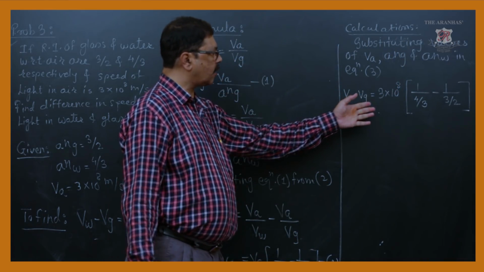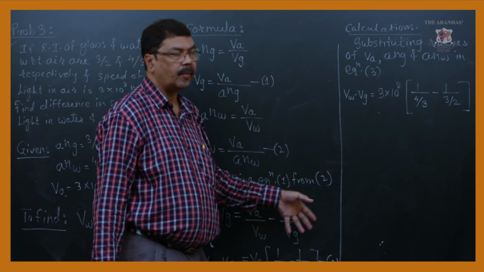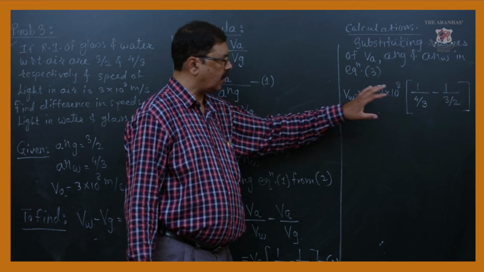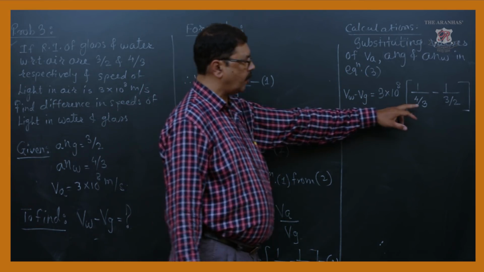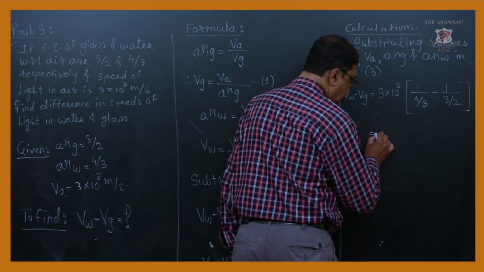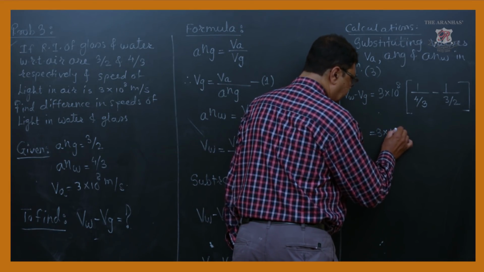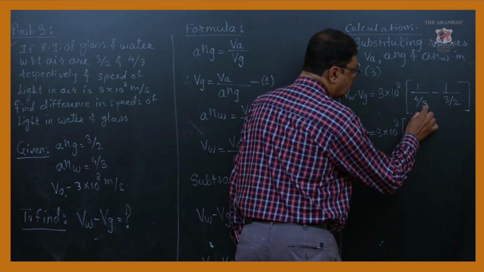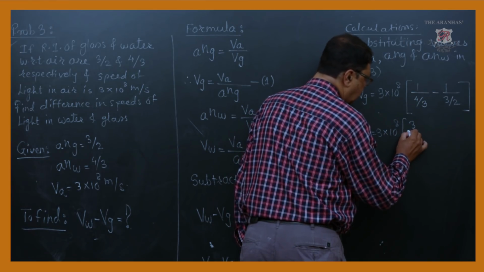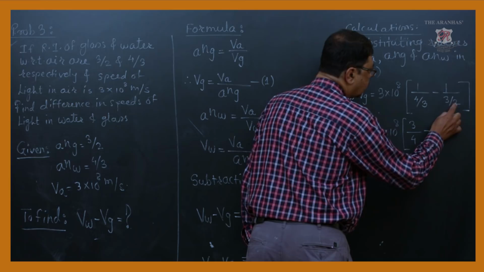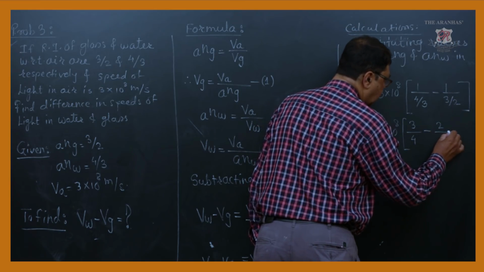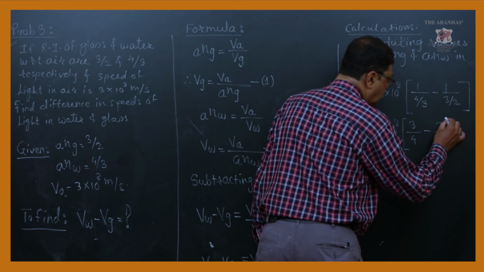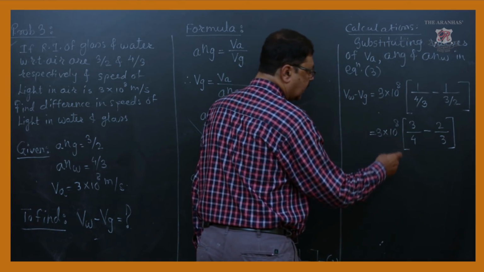Now it is simple calculation because you have generated the formula, you have substituted the values. Now we can manipulate the bracket first. 3 into 10 raised to 8 as it is. This 3 goes up. This 2 goes up. Take the LCM.